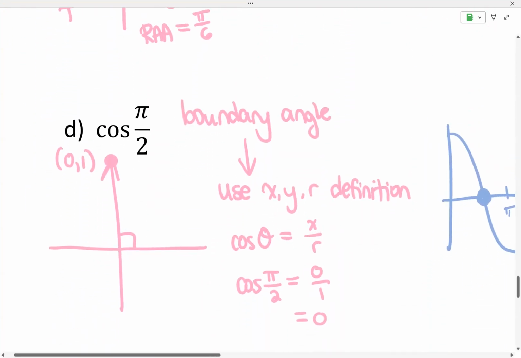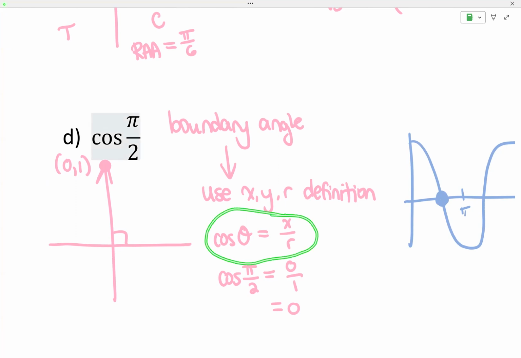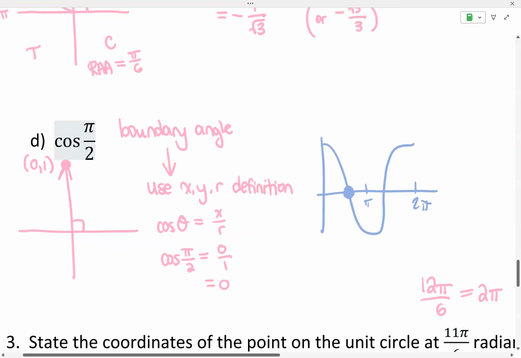Cos of pi over 2 is a boundary angle. So unfortunately, we can't use our special triangles for this. Instead, we can use our XYR definition. If you remember, cos is x over r. And then you can consider this point, you're imagining that it's like a point on the unit circle. So the point 0, 1, x would be 0, and r is the radius, which is always 1. So that's why this particular one would be 0.